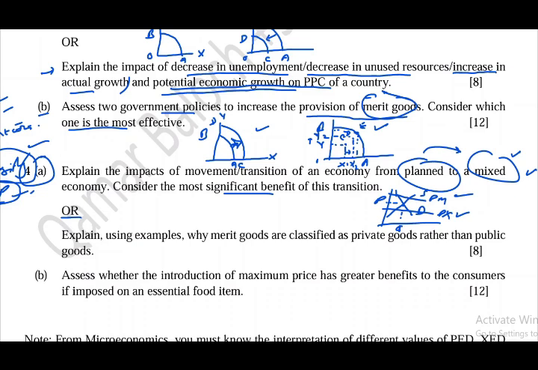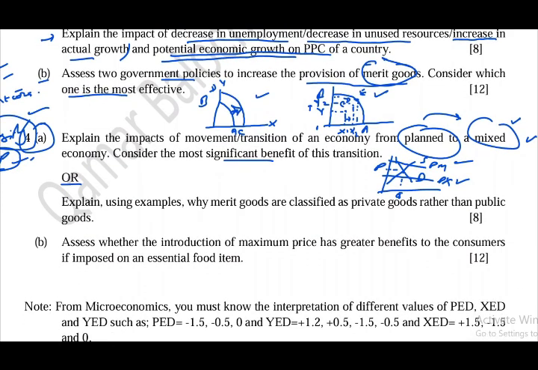An examiner may ask a question like this as well: explain using an example why merit goods are classified as private goods rather than public goods. So you have to explain what merit goods are. Merit goods are products that are beneficial to the consumers as well as to third parties or society overall, and examples can be education, healthcare, and vaccination. And then private goods are products that are excludable and rival. You will have to explain the meaning of excludability and rivalry.